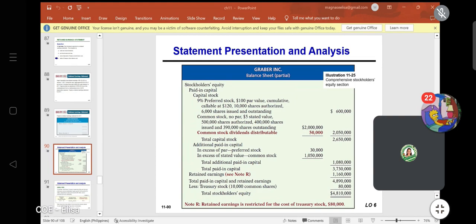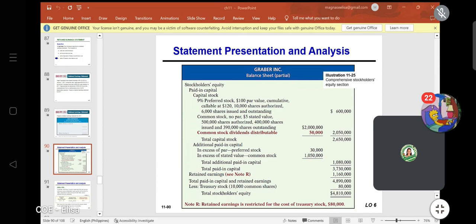Then for the common stock, no par, but the stated value is 5, 500,000 shares authorized, then 400,000 shares issued, and then 390,000 shares outstanding. So meaning, of the 400,000 shares, 390,000 are outstanding, so 10,000 shares were bought back as treasury stock. Again, let's check: 400,000 shares times 5, so our capital stock is 2,000,000. And then there is a stock dividend of 50,000. So 50,000 divided by 5 is 10,000 shares of stock dividend.